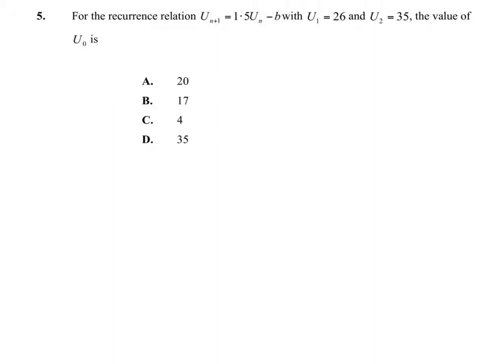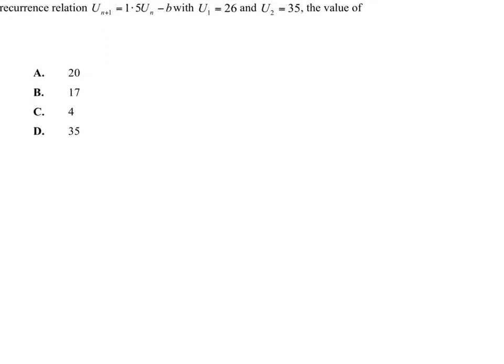Question number 5. In this question we are given a recurrence relation where we don't know B. We are given U1 and U2 and we're asked to find the value of U0. So the first thing we're going to do is put down the recurrence relation as it is, which is U(n+1) equals 1.5 U(n) minus B.